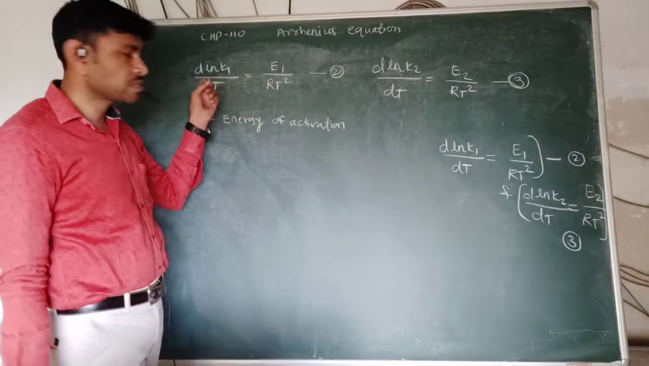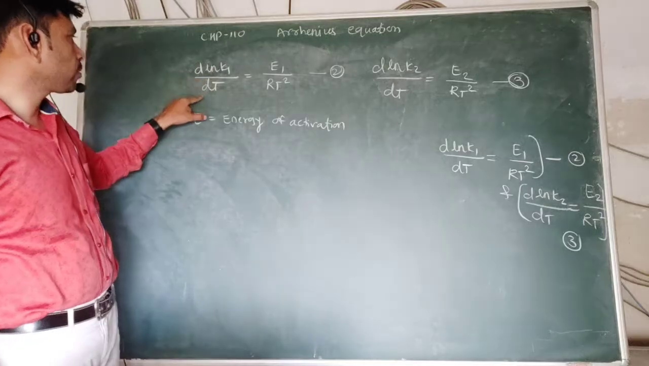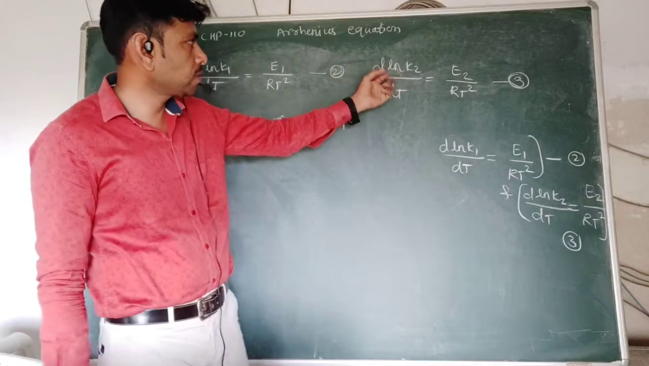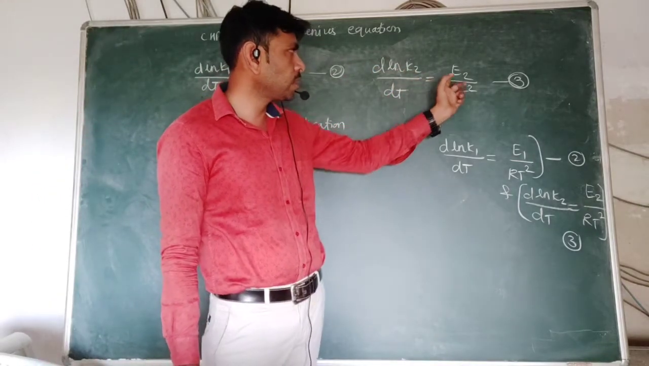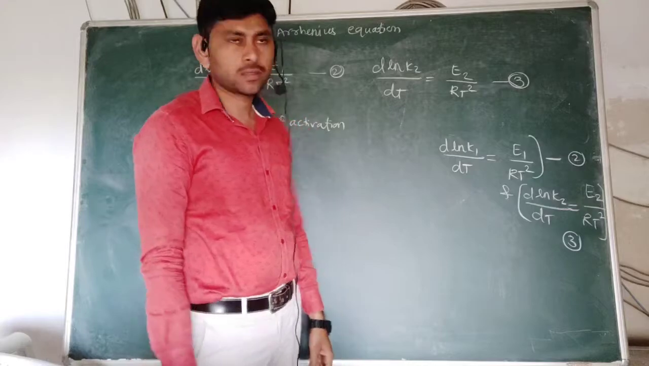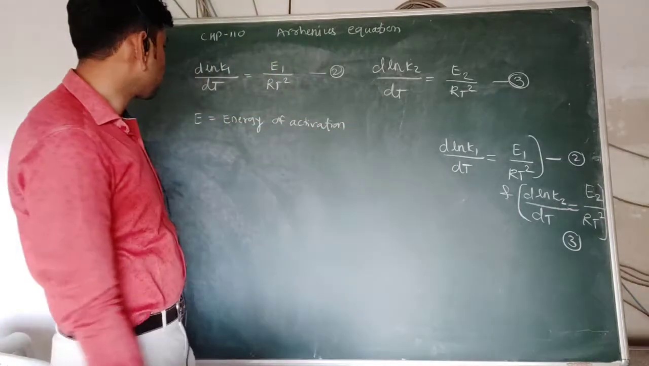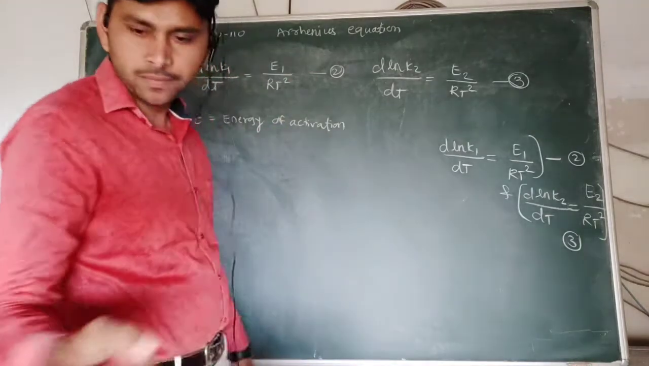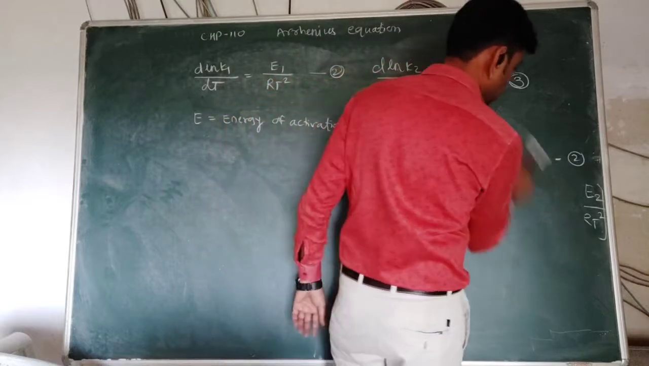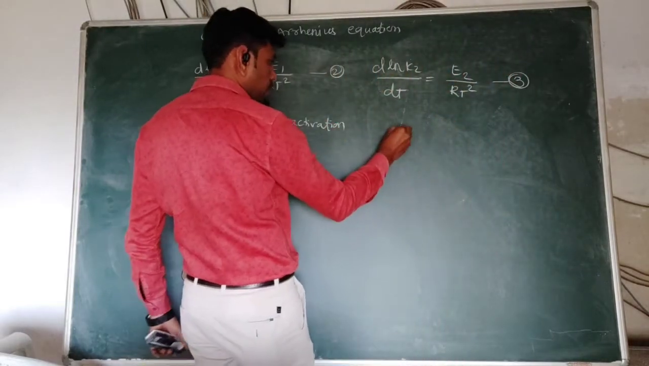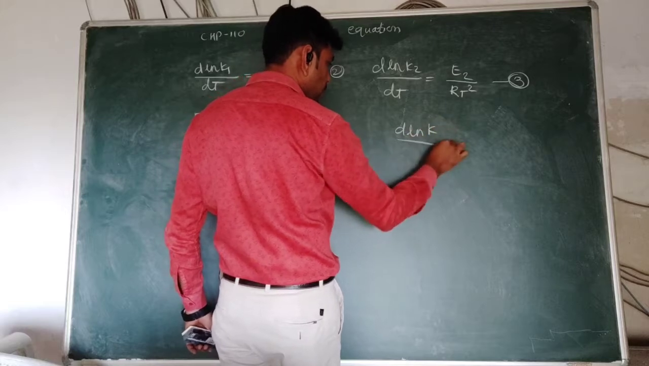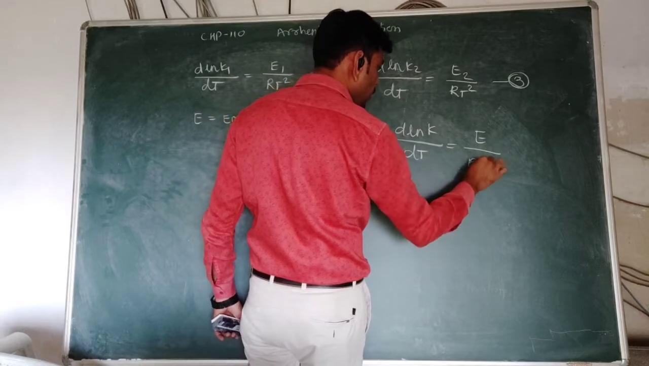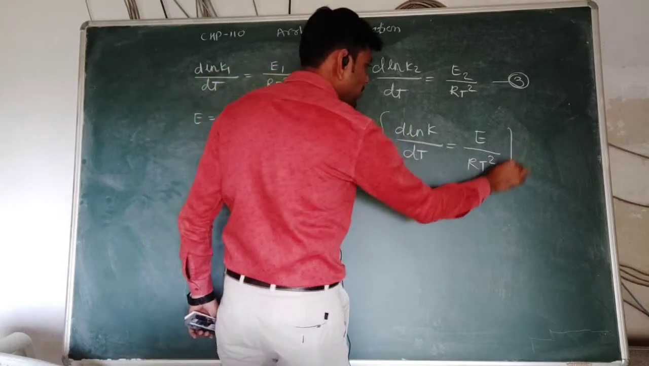So these two equations represent the Arrhenius equation: d ln k1 by dt equal to E1 upon RT square, the second equation, and this third, d ln k2 by dt equal to E2 upon RT square, equation number 3. In general we can write this equation in the format d ln k by dt equal to E upon RT square. So this equation represents the Arrhenius equation.